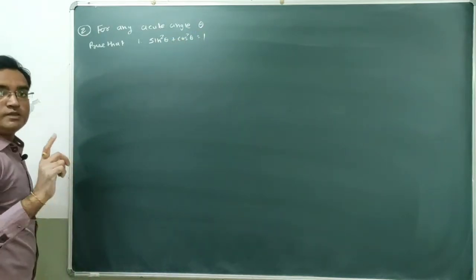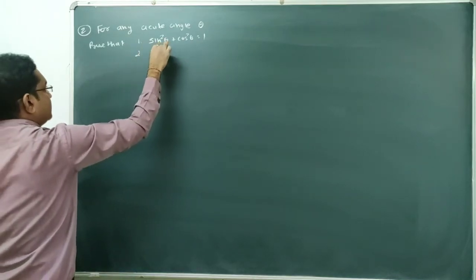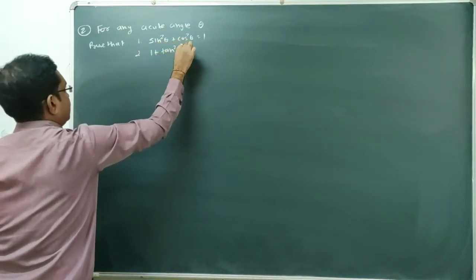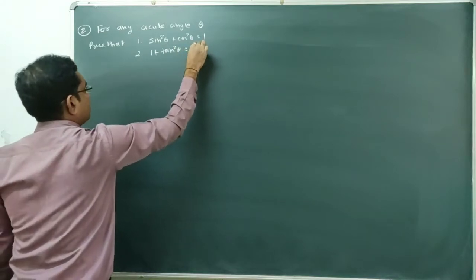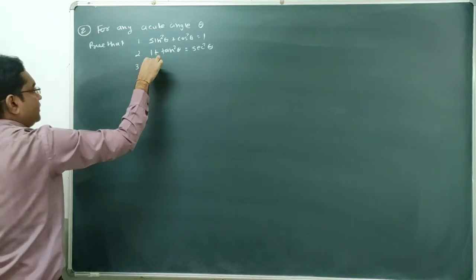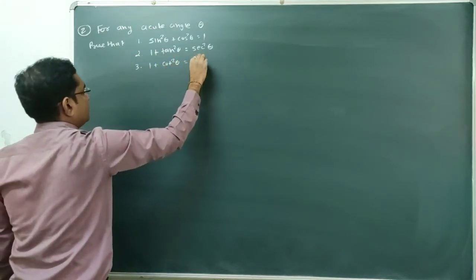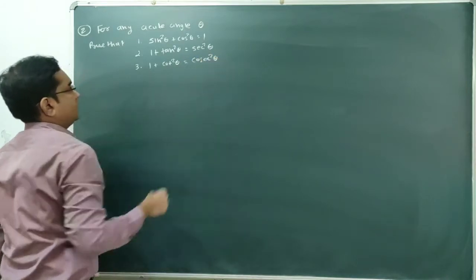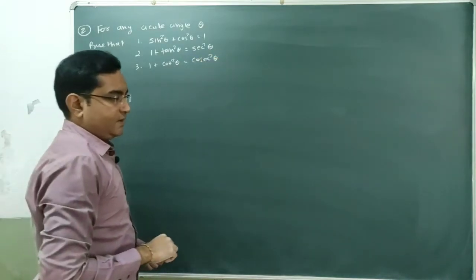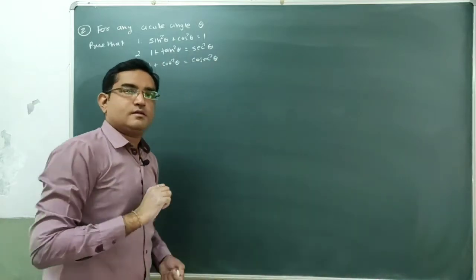We have to prove all three trigonometric identities. Second one, 1 plus tan square theta equal to sec square theta, and third one, 1 plus cot square theta equal to cosec square theta. For any acute angle theta, prove all three trigonometric identities. Done.